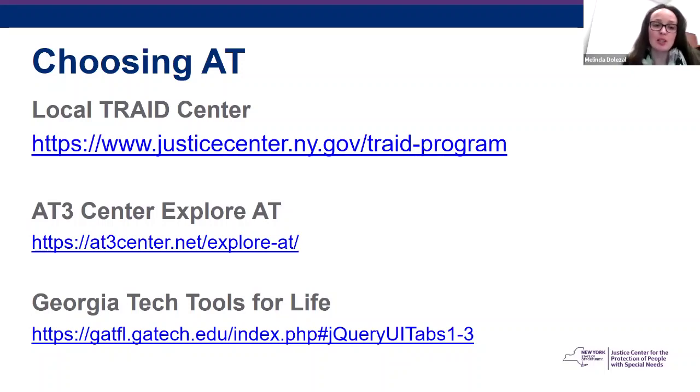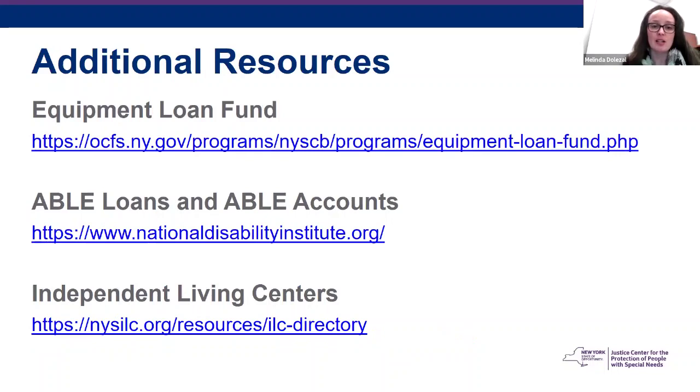And just some quick additional resources, obviously TRAID is here for equipment loans for the actual devices, but if you're interested in financing different AT devices, if it's not coverable through insurance, or if you want to see if there's grants out there, check out the Equipment Loan Fund through the Office of Children and Family Services. It's super underutilized and super duper helpful, as well as ABLE loans. They're both low interest loans at 4%, very flexible in working with people and very easy to work with.